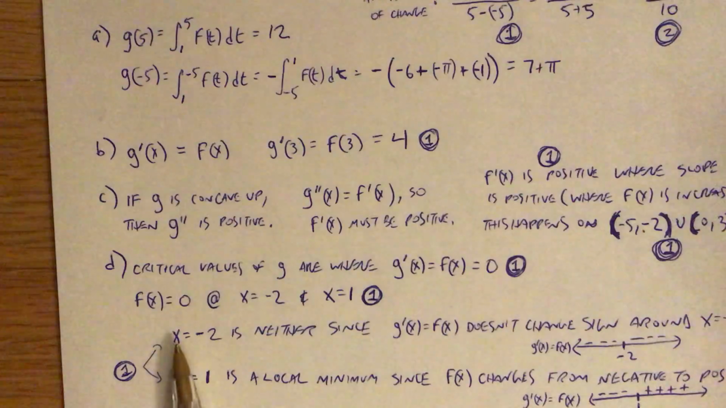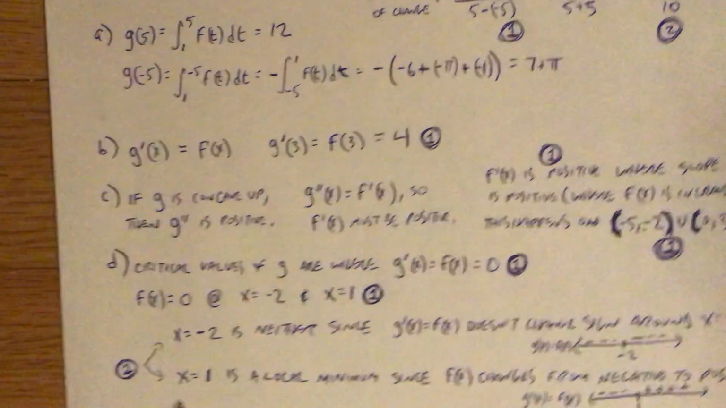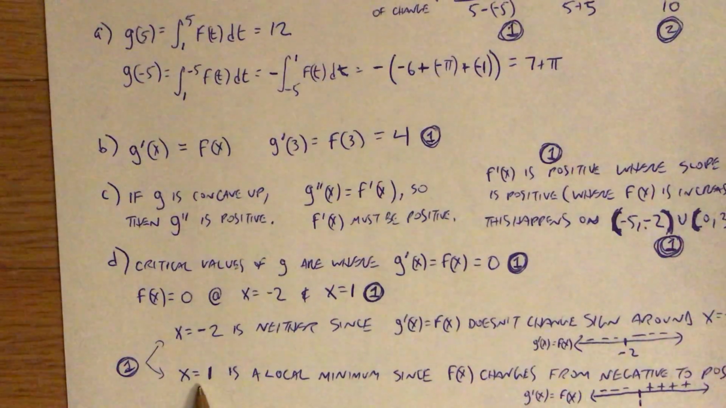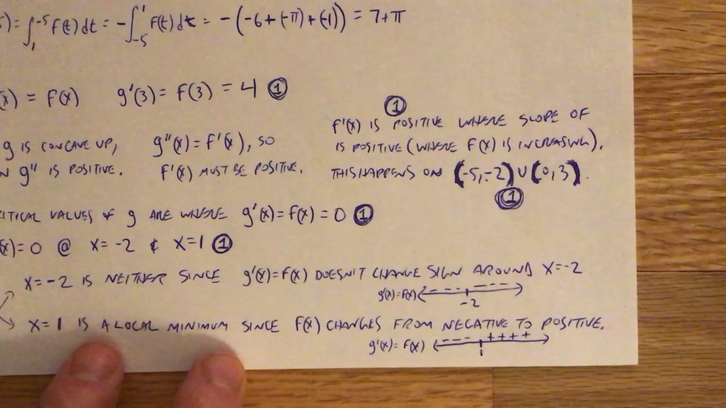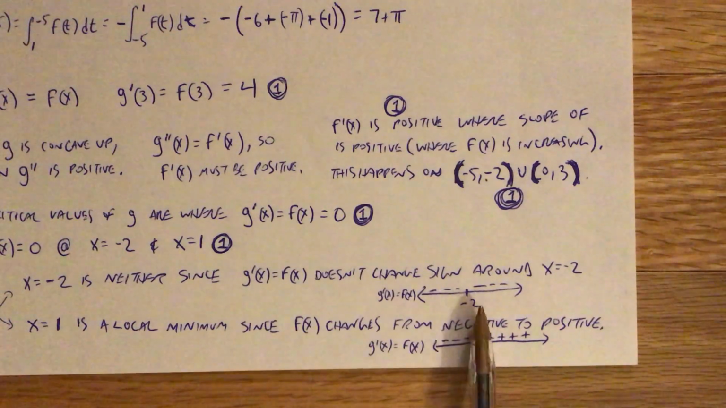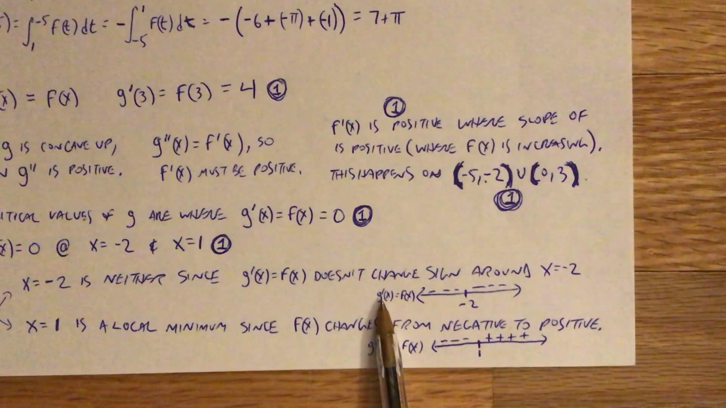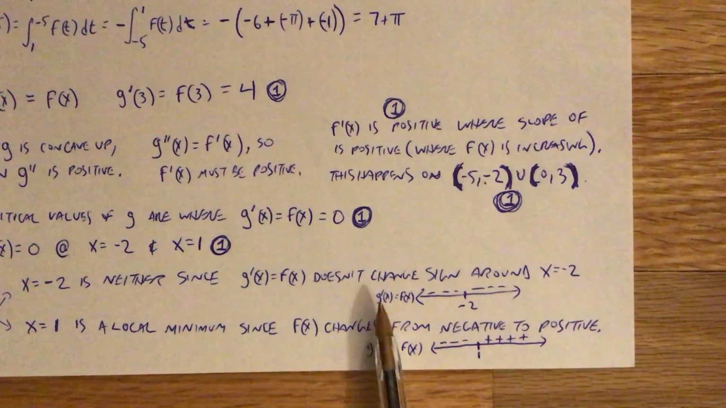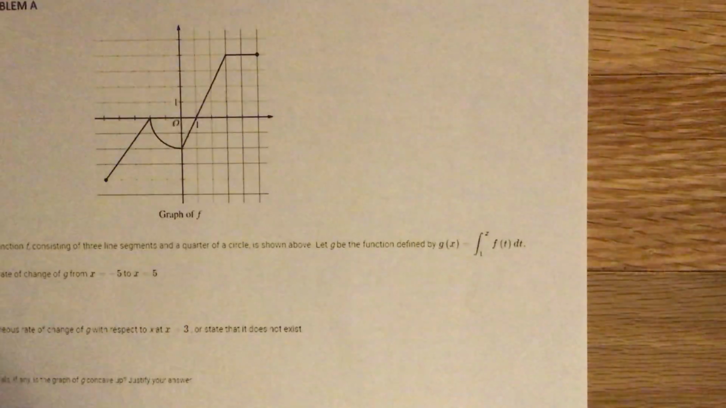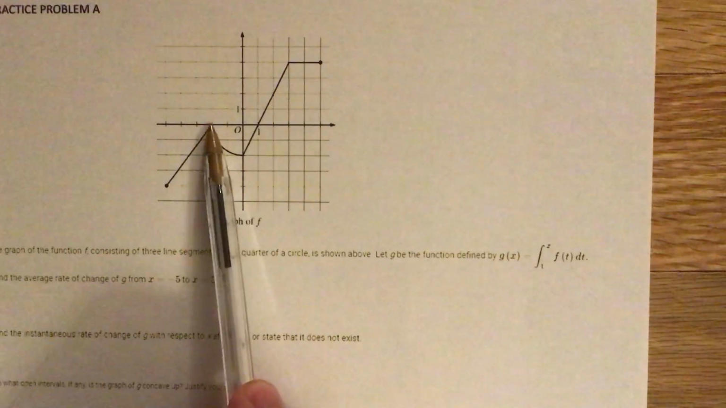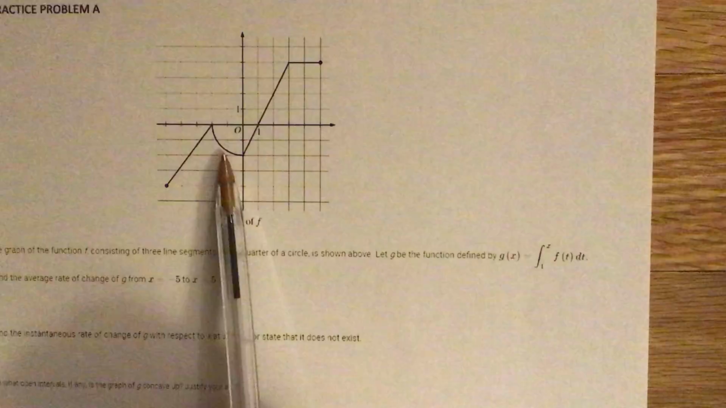Basically, I said x equals -2 is neither a max nor a min, and I'll tell you why. And x equals 1 is actually a local minimum. Now, this comes from sign changes. Basically, I need to look at what the sign of the derivative does. So what does the derivative do around -2? Well, remember, the derivative of g is f. What does f do around -2? If I go up to -2, f is negative on either side. So it's negative here, hits 0, and then it's negative again.